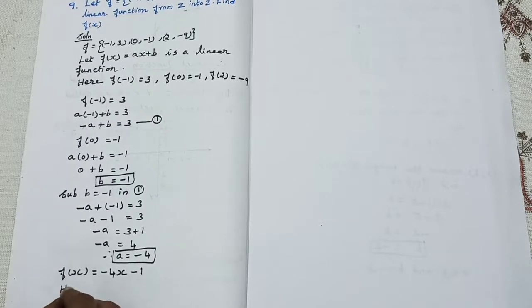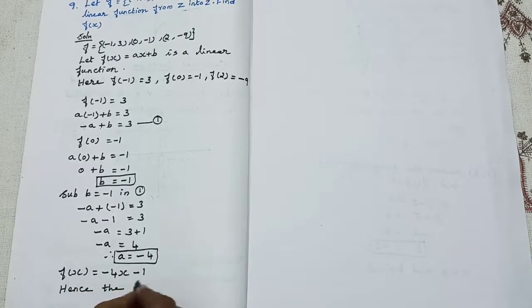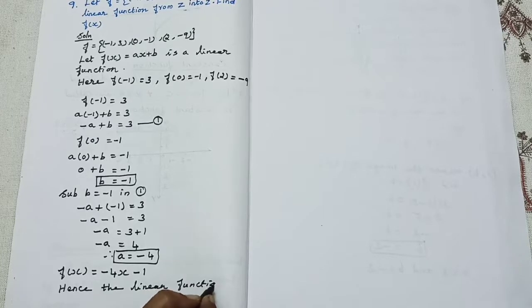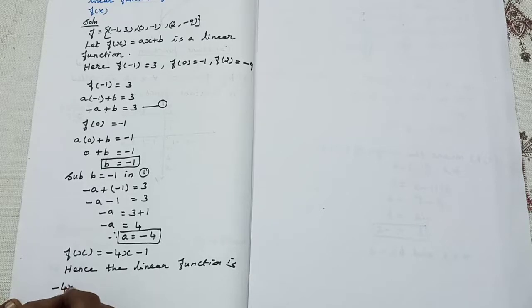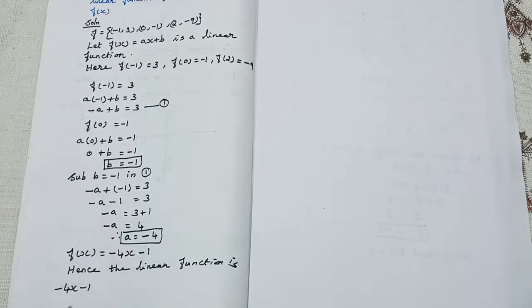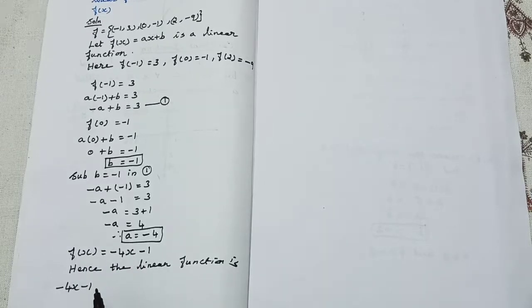Hence, the linear function is minus 4x minus 1. Otherwise, up to this is enough. Here we had to find f of x. Okay, f of x is equal to minus 4x minus 1 is the answer.